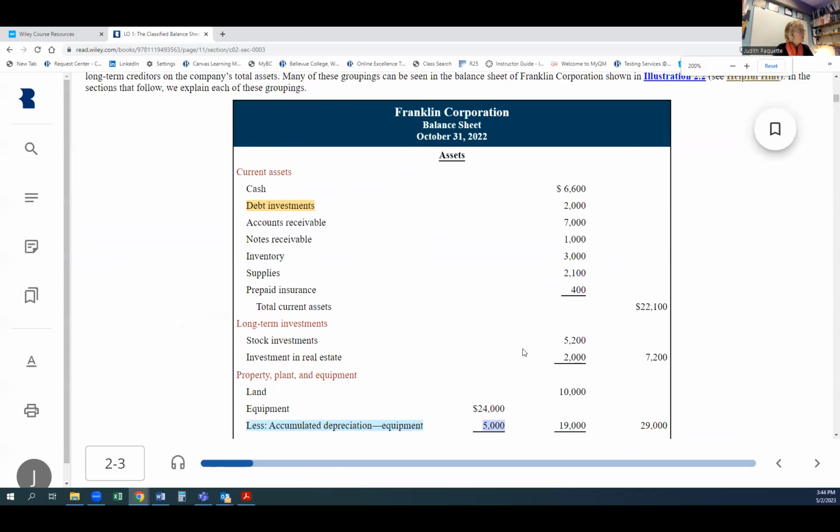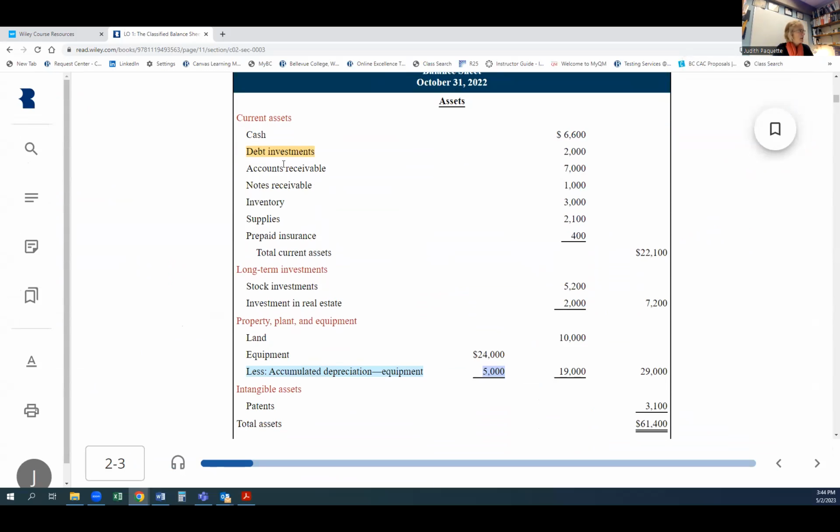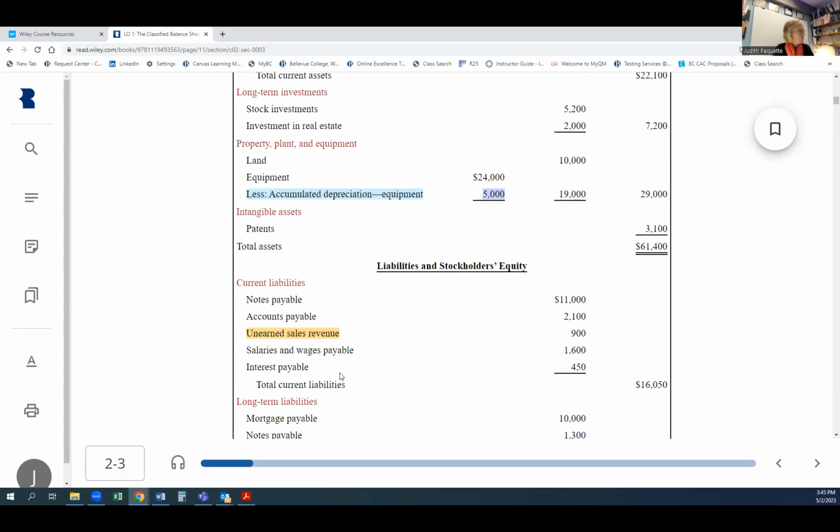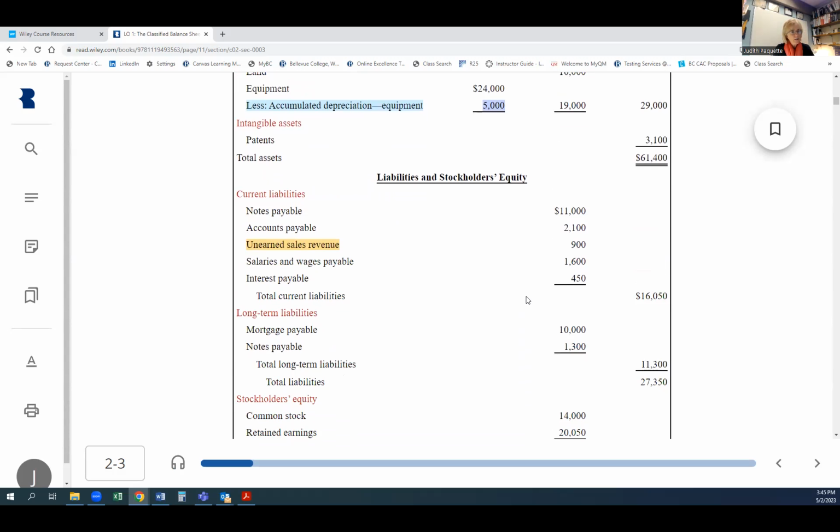And you should know all these accounts, guys. Cash, debt investment or stock investment, or land held for investment, accounts receivable, prepaid insurance, stock investments, long-term. And again, they have to tell you if it's long-term or short-term. Property, plant, and equipment, land, equipment, less accumulated depreciation, intangible assets, patents. I think the liabilities section's a lot easier. You've got all those payables, and then you've got unearned revenue. And then under long-term, it's just knowing that certain things are long-term.